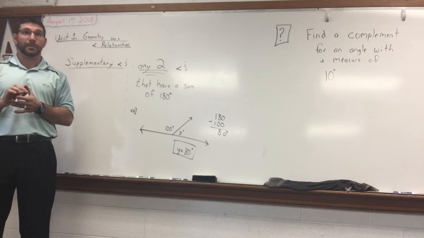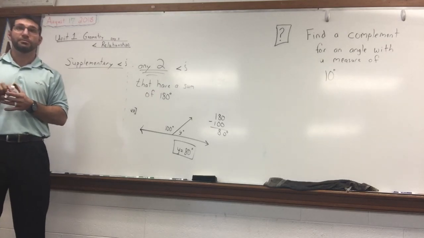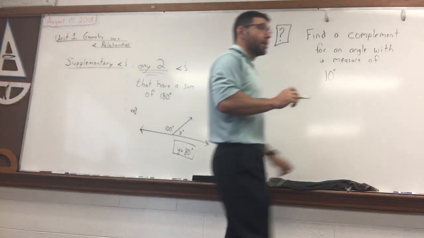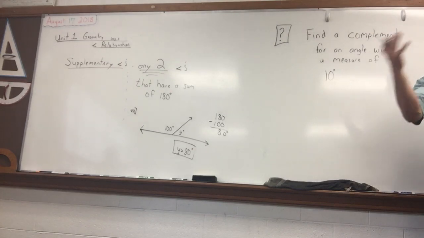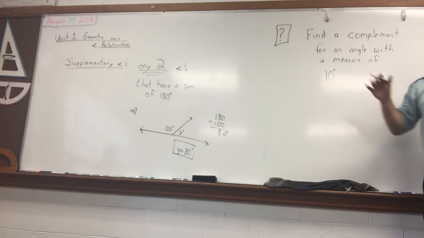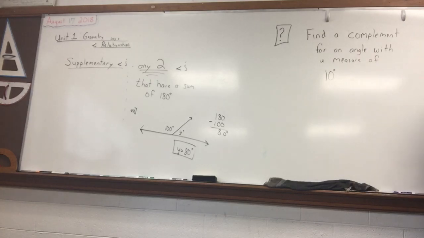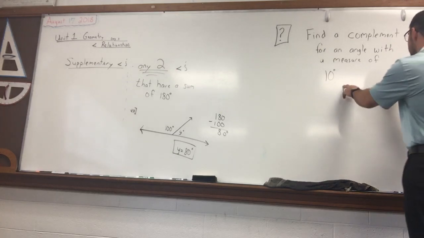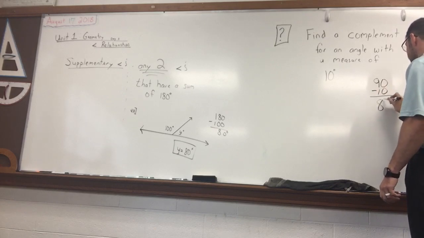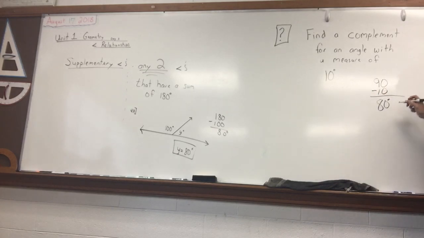Yeah, so you can take 10 and subtract it from 90. Great work. A complement is the other part of the relationship. So if I've already got 10, we know 10 plus something has to have a sum of 90. So to find the complement, we're going to say 90 minus 10 gives me 80 degrees. 80 degrees is the complement.